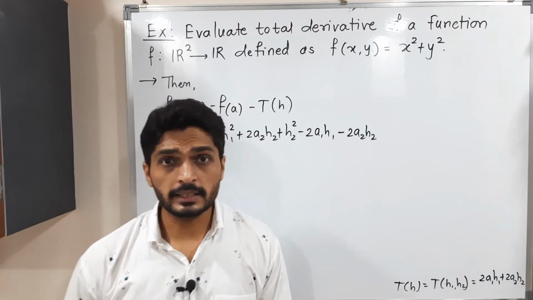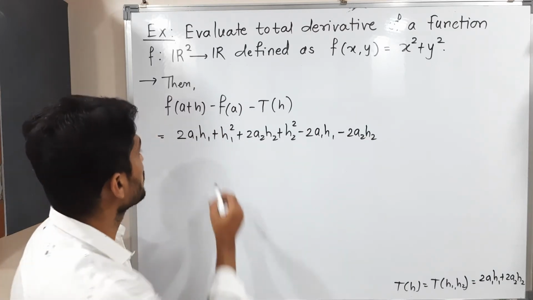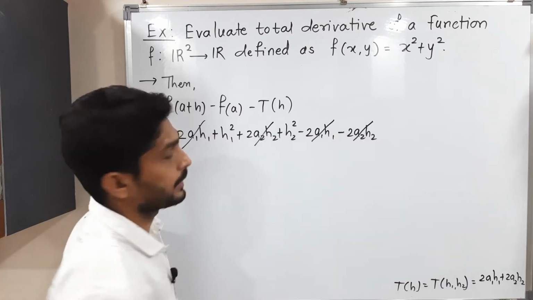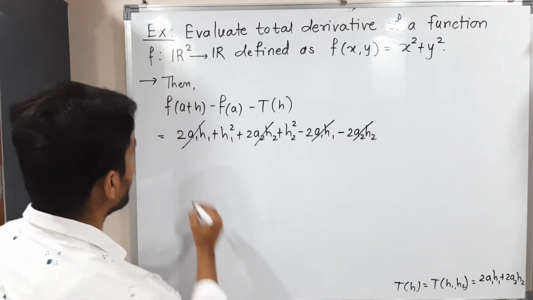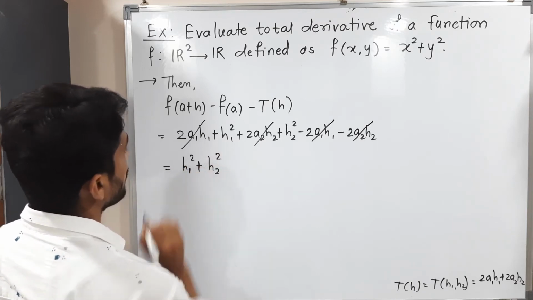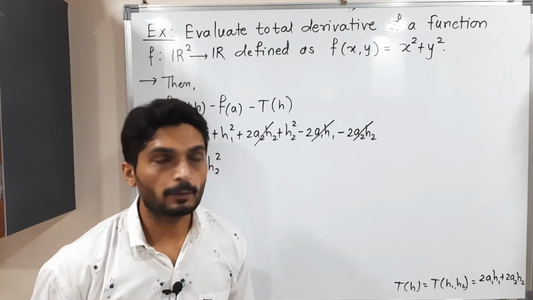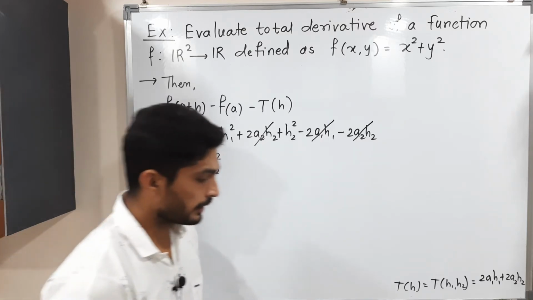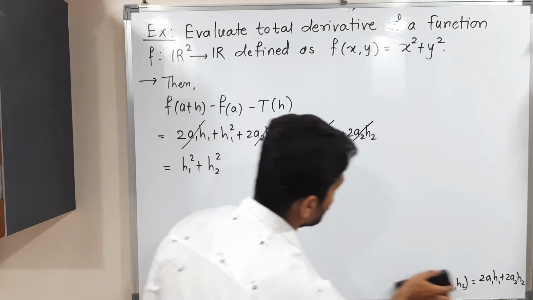Can we cancel any terms here? Definitely we can cancel. This term will get cancelled with this one, and this one will get cancelled with this one. So what are the remaining terms? We have simply h1 square plus h2 square. Only this thing we have. Okay, see, this thing we have calculated. Let me remove this part, it is not required now.